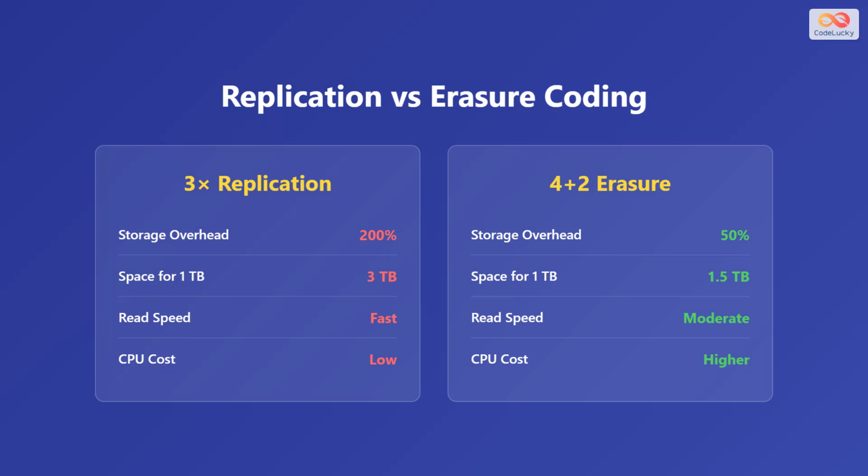When comparing storage efficiency, erasure coding significantly outperforms replication. For the same level of fault tolerance against 2 failures, replication uses 3 times the storage, while erasure coding with 4+2 uses only 1.5 times the storage. This means you save 50% of storage space. For large-scale systems storing petabytes or exabytes of data, this efficiency translates to massive cost savings in infrastructure and hardware.